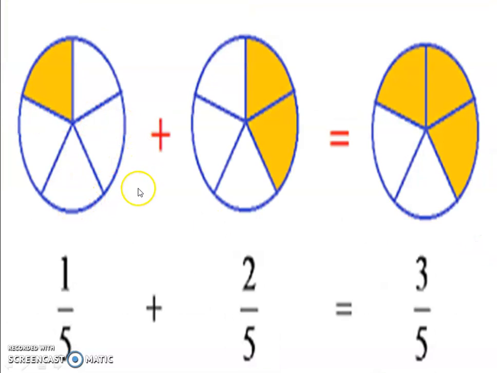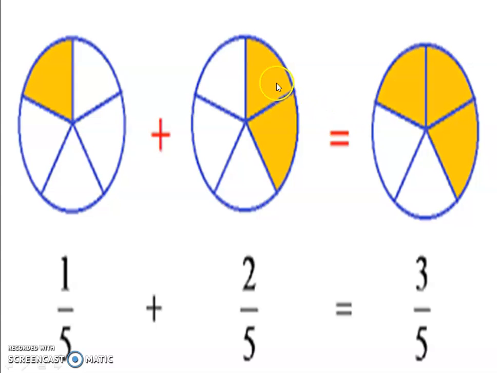In this diagram, what should we see? Here, how many parts? 1, 2, 3, 4, 5. In this example, how many parts? 1, 2, 3, 4, 5. So, we have to add these two diagrams. Here we have to choose one part out of 5 parts. That's why 1 upon 5.